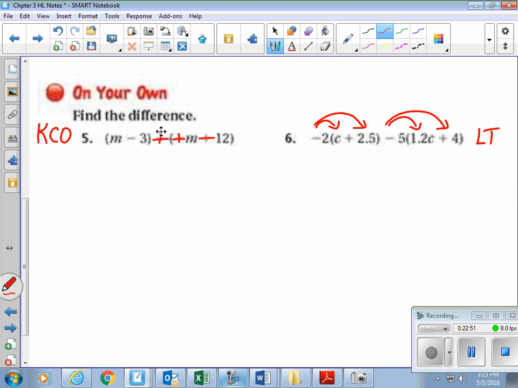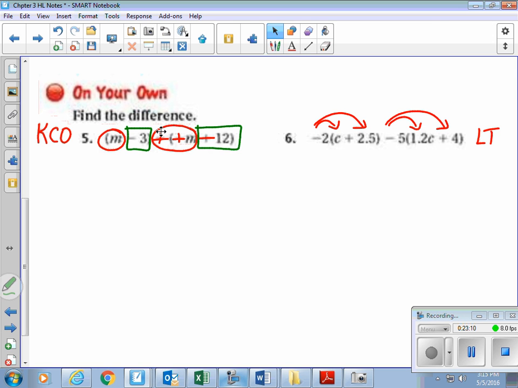I'm now going to look at that and find some like terms. So I'll start with my m. If I put a circle around m, I should also be circling this positive m. And if I put a square around negative 3, I'm going to put a square around negative 12. And then I'm going to rewrite my problem with my like terms together. So we have m plus m. I don't have to write that positive sign twice. We know that when we're adding a positive, it's just adding.